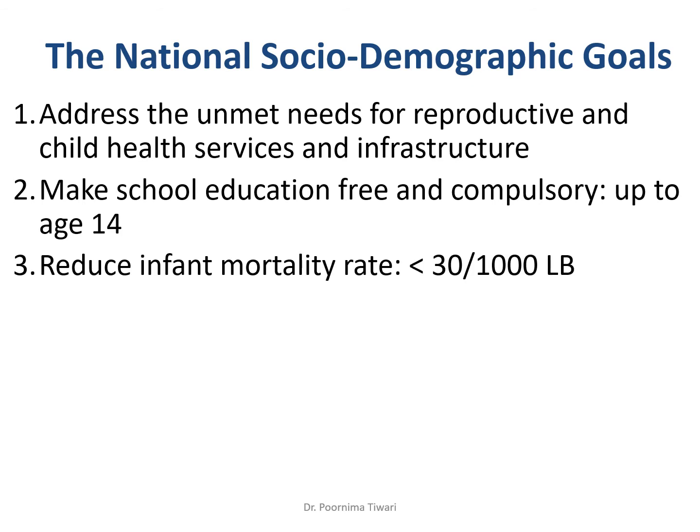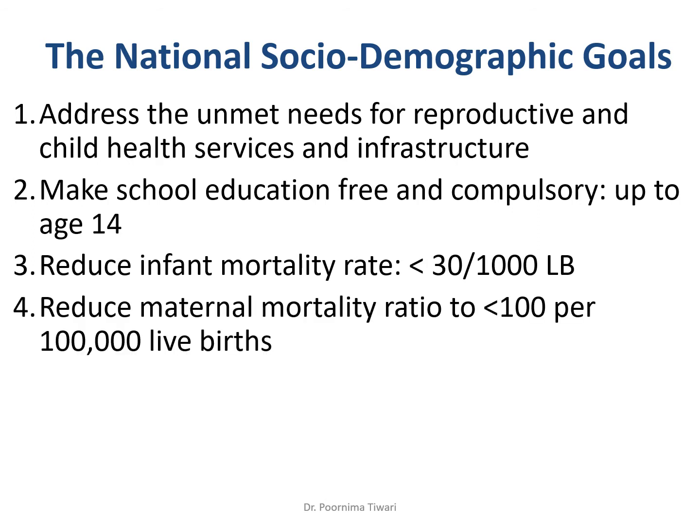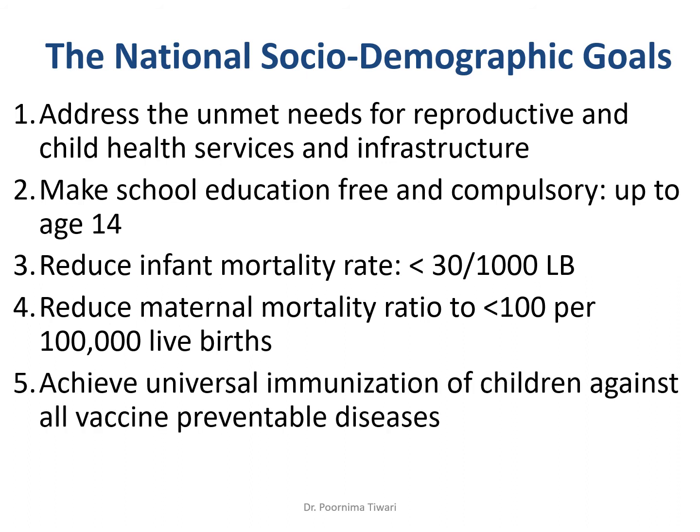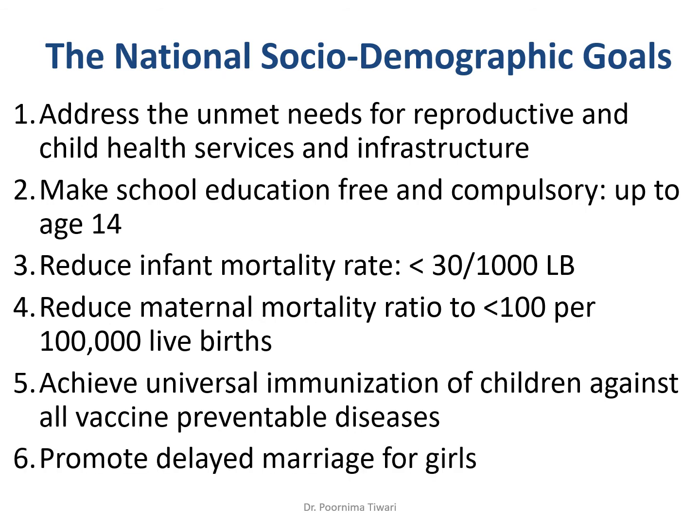Third, to reduce infant mortality rate to less than 30 per thousand live births. So lower infant mortality rates, lesser the desire to have higher number of children. Reduce maternal mortality ratio to less than 100 per lakh live births. Achieve universal immunization of children against all the vaccine preventable diseases, thereby decreasing child mortality and diseases.